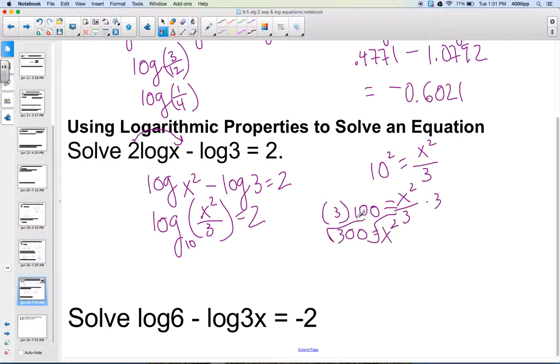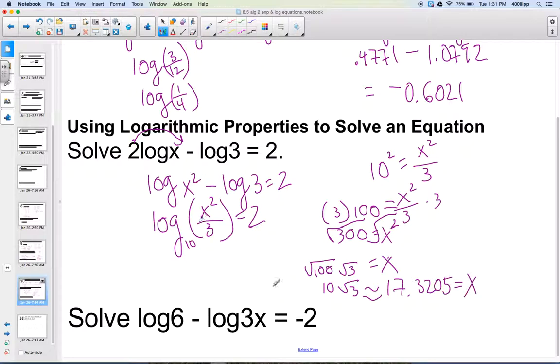Taking the square root here, we get x is equal to the square root of 100 times the square root of 3, which is 10 square root of 3. Or you can plug that into your calculator, and that's about 17.3205.